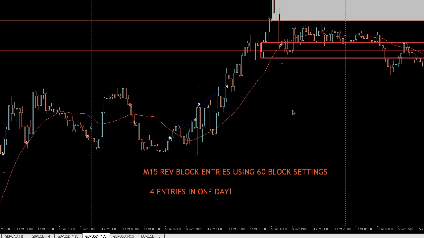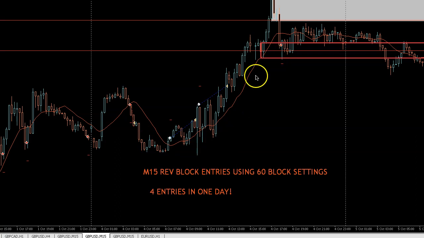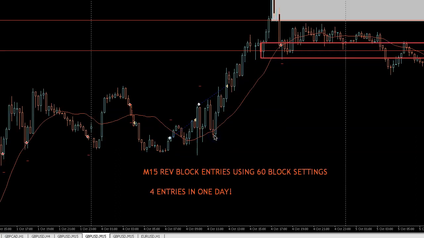So if I would have used in here the 13, then every single entry would have been true. But if I use the 21, just as one simple change, then I would have not entered here, I would have not entered here, then in here I would have entered, and then in here it didn't really close inside my moving average. So the only trade out of all this would be only one trade, right?